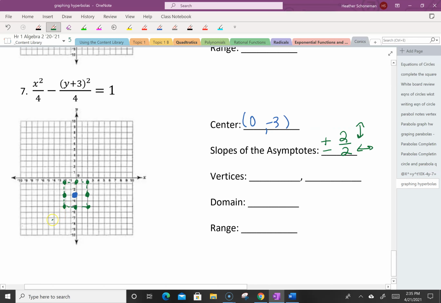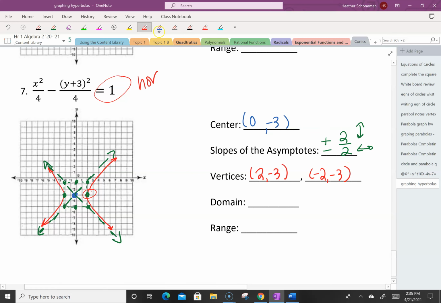Once I have created the box, then I'm going to draw in the asymptotes, going from one diagonal to another. And notice I'm drawing them as dashed lines. Now let's figure out, it's positive 1, so it's going to be horizontal. So I'm going to start on my right point, my left side. The vertices on the right would be 2, negative 3. And the one on the left would be negative 2, negative 3.